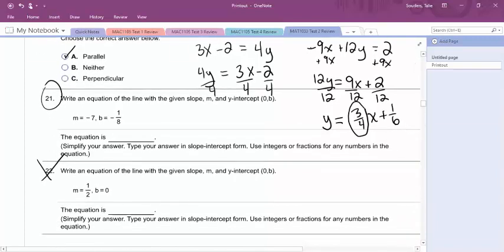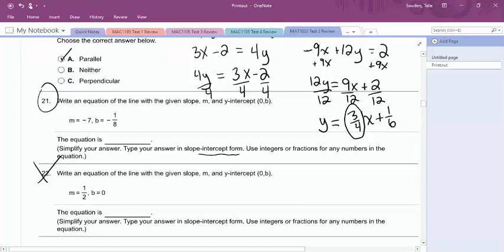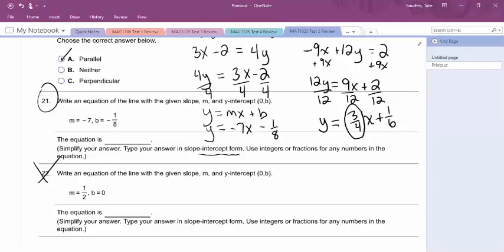Okay, number 21. This time, instead of finding the slope, we're actually going to come up with the equation. So they want the answer in slope-intercept form. They want you to use y equals mx plus b, but they're giving you the numbers so that you can plug them in. So what would your answer be here if you plug in m equals -7 and b equals -1/8? It'd be y equals -7x minus 1/8. Very good. We don't need to put plus a negative. We can go ahead and just put minus. And that would be the answer.